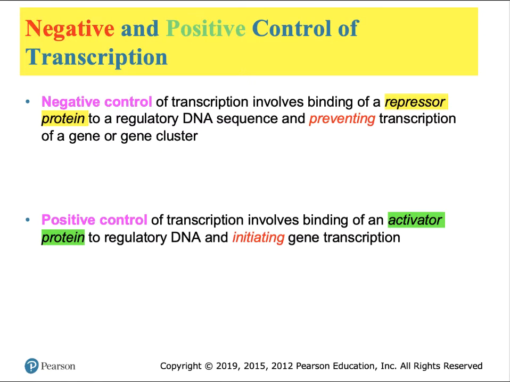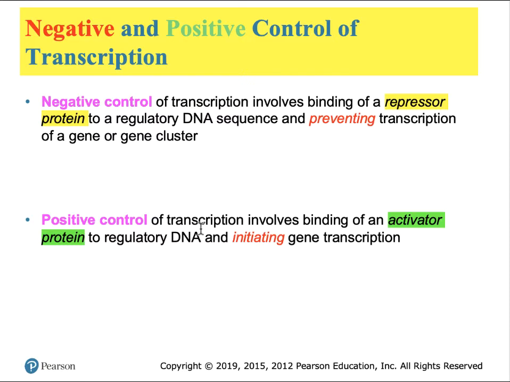When factors bind to DNA, i.e. when proteins bind to DNA and their binding reduces or eliminates transcription, we call that negative control. And these proteins that achieve this negative control have a label. They're called repressor proteins, and their job is to prevent transcription.